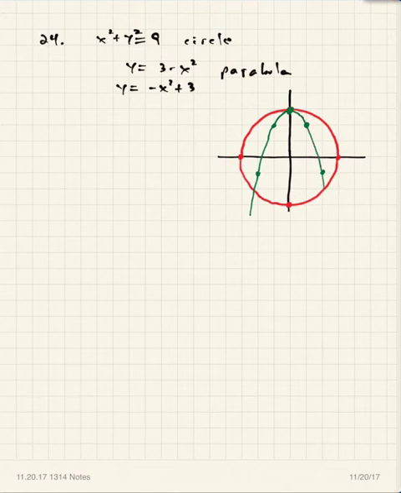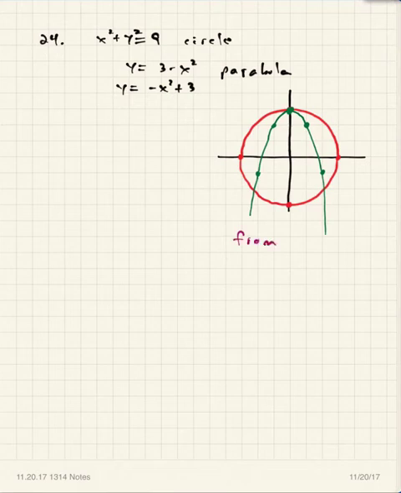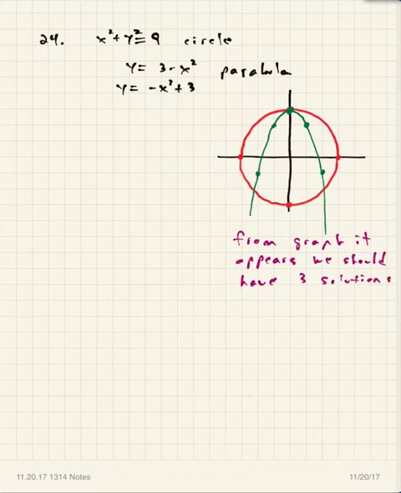And so how many points of intersection does it look like we're going to have? It certainly looks like we've got 3 points of intersection. So from the graph, it appears we should have 3 solutions, right? Because there are 3 points of intersection. And one of them we can read from the graph. One of them looks like it's going to be the point 0, 3.